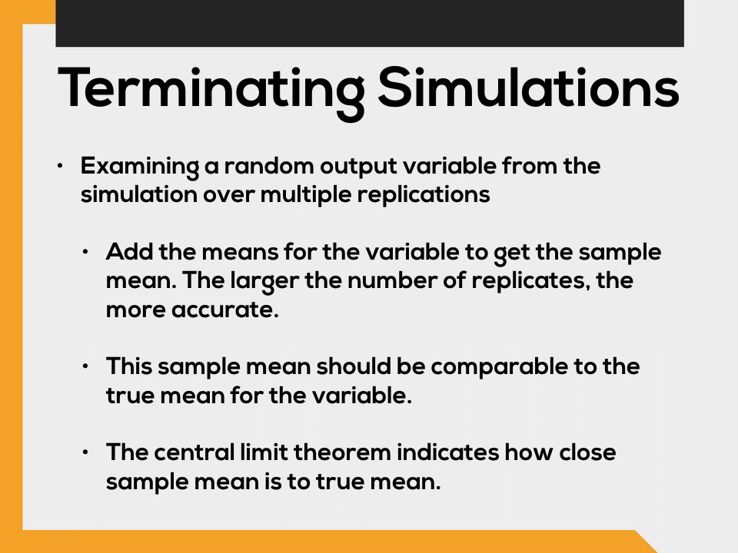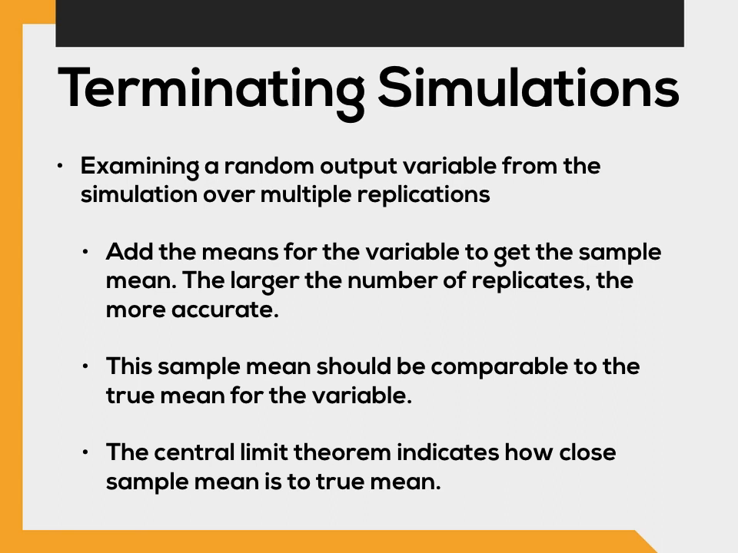So in a terminating simulation, you're going to examine a random output variable from the simulation over multiple replications, and I've just mentioned what some of those could be. So you could look at throughput, machine uptime, machine downtime, worker utilization, quality issues, and things like that. So you're going to take a look at a variable, and you're going to take that variable for each of your replications and get a mean.